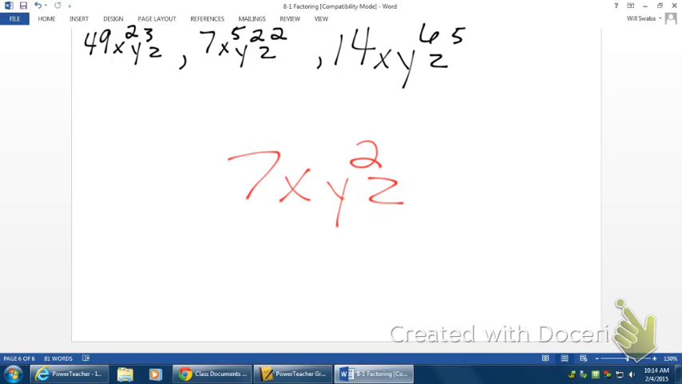Okay, I trust you. For the Y's, the greatest one I have is Y squared. I got a Y to the third and Y to the sixth. But the highest one I can pull out is Y squared. Same thing for the Z. I only have one of the Z's in the first one, 49 X squared, Y to the third, and Z. So the most I can factor out is Z. Simple, right?